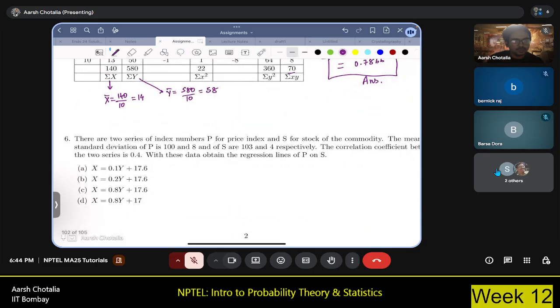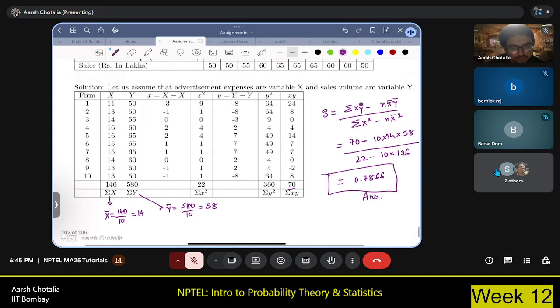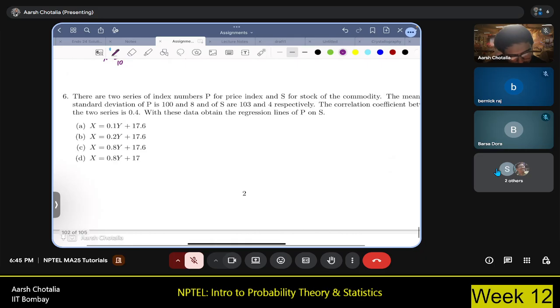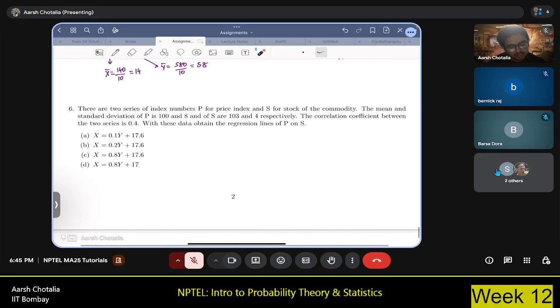Okay, as you can see, once you have the knack of this, then it's just mechanical calculations. But it's important to know how to do that. Now there are two time series of index numbers, P for price index and S for stock of the commodity. The mean and standard deviation of P are given, and similarly those of S are also given. We have to find the correlation coefficient. Sorry, that is also given, 0.4. So we have to find the regression lines.